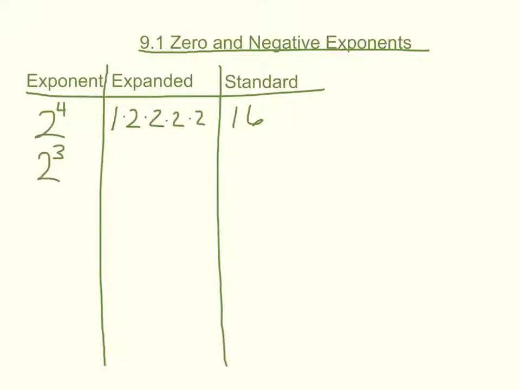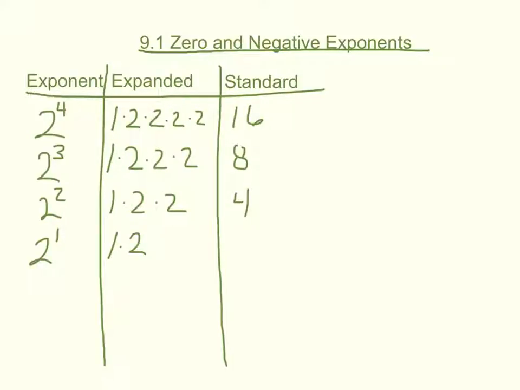So writing 2 to the 3rd in expanded notation, 1 times 2 times 2 times 2, which gives me 1 times 2 is 2, times 2 is 4, times 2 is 8. Okay. 2 to the 2nd, I get 1 times 2 times 2, which gives me 4. And then 2 to the 1. What happens when I get 2 to the 1? Well, if you've been following this pattern, the number of 2's keeps dropping off by 1. Each time I go down, I lose one of my 2's. So if I write this out, 1 times, I only have one 2, which is 2.